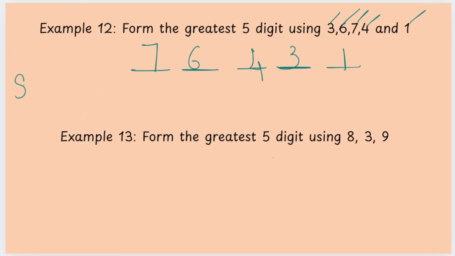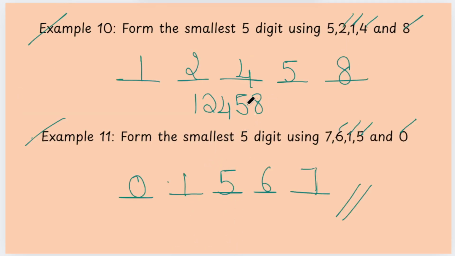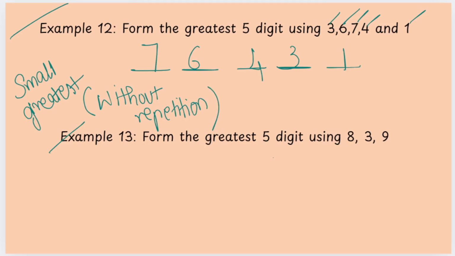Okay, till now we have seen how to form smallest and greatest. So this is how you will do it for the smallest and greatest. Okay, next move on with example 12. Till now we have done without repetition. Why am I saying without repetition? Because there is no repeated number. Is any number repeated 2 times? No. In the previous sums, there is no repeated number. Right. So this is called without repetition.